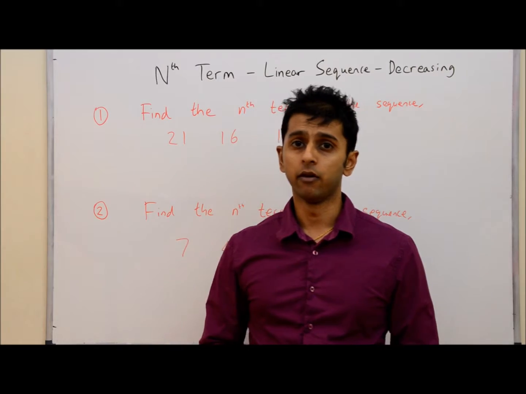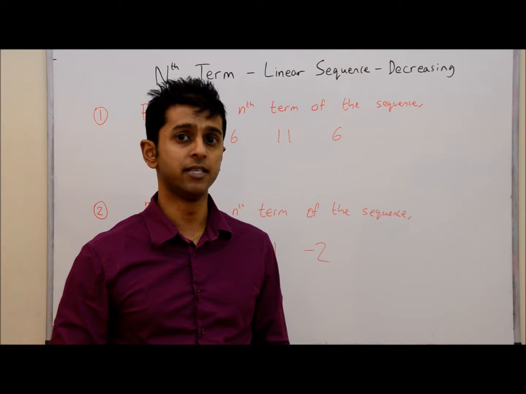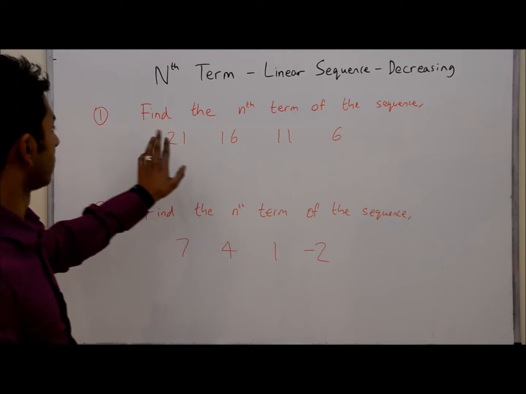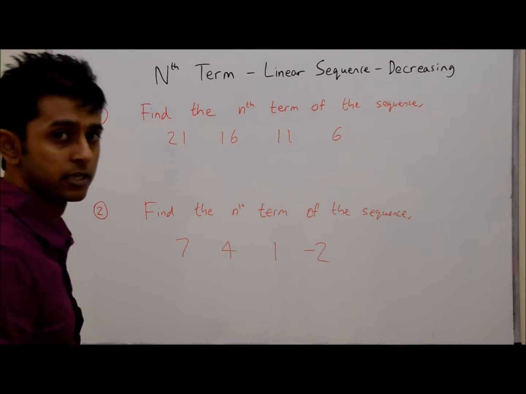Hello, welcome to Mathinar. In this video, we're going to be looking at finding the nth term of a linear sequence which is decreasing. So we've got two examples here. The first one, the sequence is 21, 16, 11, and 6. So this is a decreasing sequence.